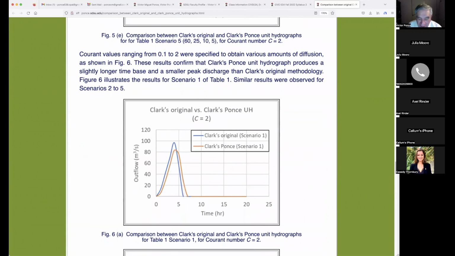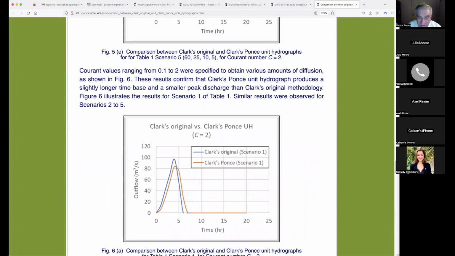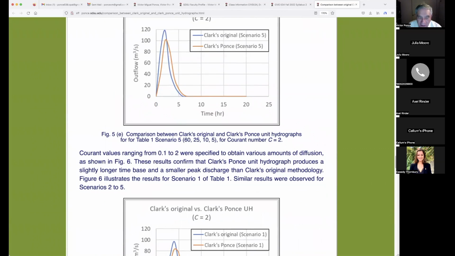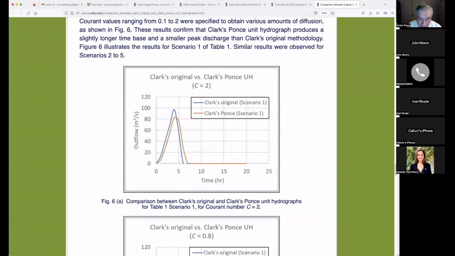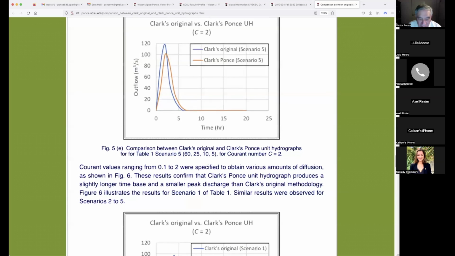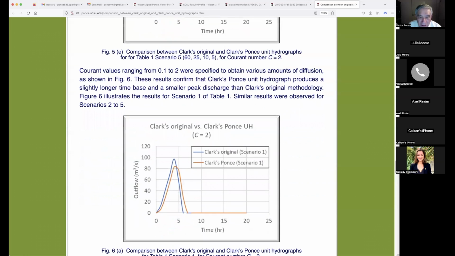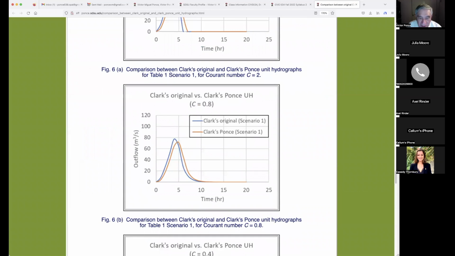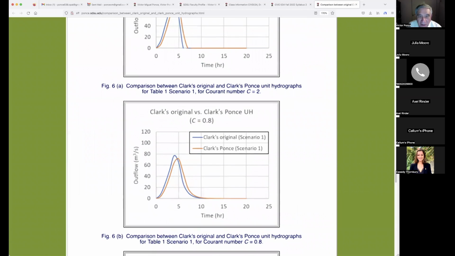Scenario 6, no, scenario 1. No, this is for C2. Let me see what I got. Table 1, scenario 5. There's a bug in there. I have to change that. There's a comparison between Clark's and Clark Ponce unit hydrograph. Clark's original scenario. Figure 6A, 6B. Oh, okay.